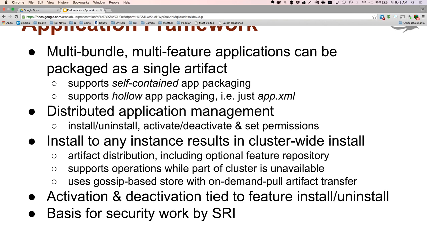And so the applications can be packaged both as fully self-contained packages, which means that they contain everything that they need, meaning the application descriptor, the features descriptor file, and any of the bundle artifacts, like the jars and war bundles. But it can also support hollow application packaging, which means that the only thing that the package archive contains is the application descriptor, and everything else would be downloaded using the Maven repository path.